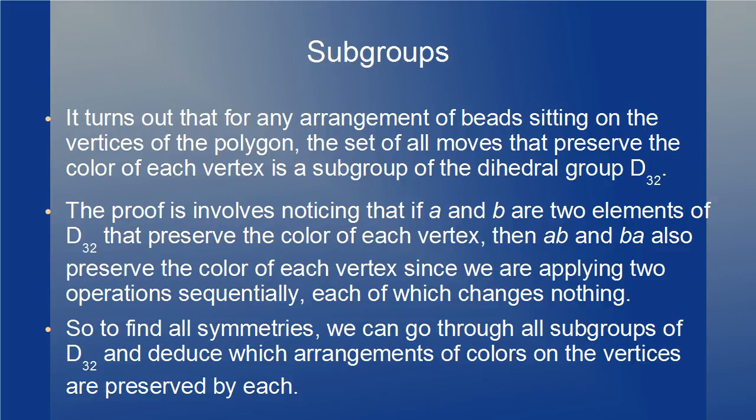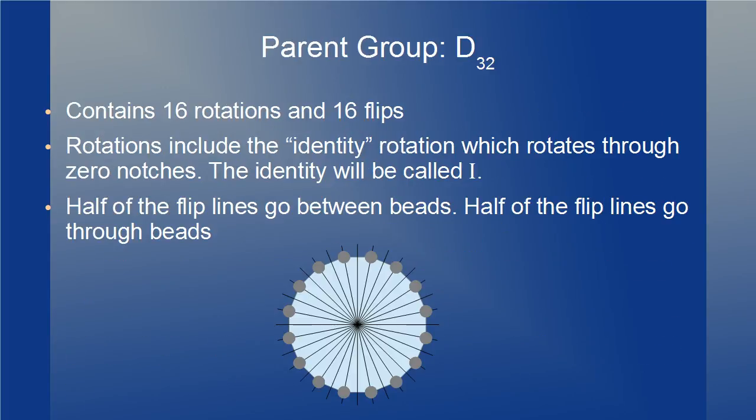So we can find all symmetries in a systematic way by going through all the subgroups on the diagram and deducing which arrangements of colors on the vertices are preserved by the moves in each subgroup. The parent dihedral group of order 32 contains 16 flips and 16 rotations, one of which is the rotation through 0 degrees, also known as the identity. Half of the flips go between beads, and we'll call these edge flips. The other half of the flips go through beads, and we'll call these vertex flips.